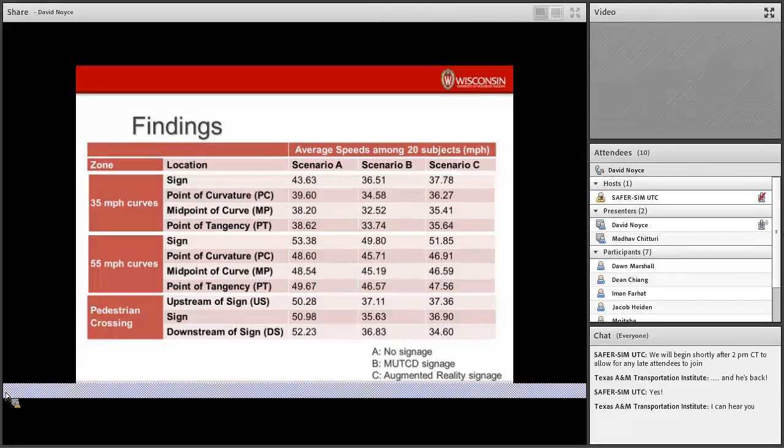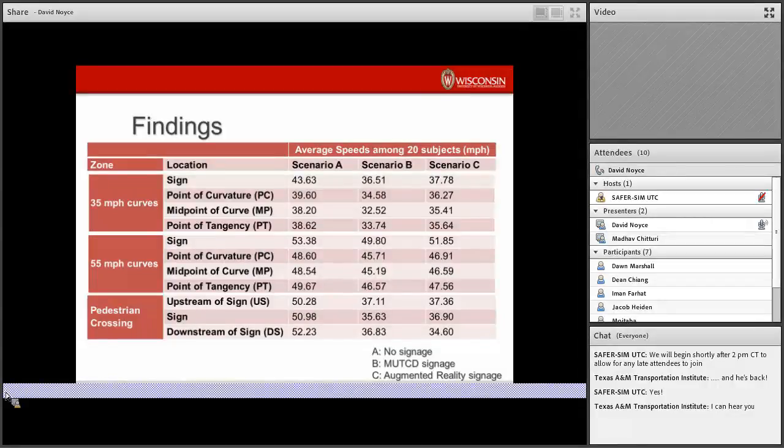So let's jump into the findings now. First of all, here are some results when we average speeds among the subjects at different locations. The first two you see here are speed limit based locations, and the last one is at a pedestrian crossing. And I'm going to ask you to do what you never ask somebody to do when you put up a bunch of numbers on the slide: I'm going to ask you to ignore the details of all these numbers, but look at it in a more general sense. That's what I'm going to ask you to think about.